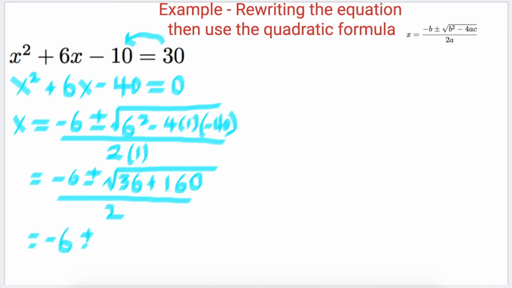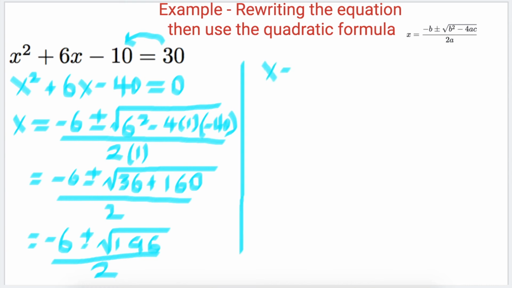Plus or minus, we add 36 plus 160 and we get 196, and then divide by the 2, which does not change. The next step, we simplify the square root. Negative 6 plus or minus 14 divided by 2. So once you have plus or minus here, it means that we're going to have two answers.